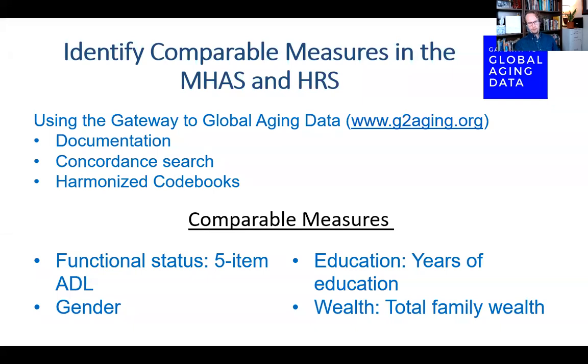So we're going to look for comparable measures of functional status. And in this case, we're going to be looking at our activities of daily living. So we have 5 of those we're going to use, which are comparable. We're going to look at education if we wanted. In fact, we're not going to look at education. For this analysis, we're going to look at wealth and gender also.